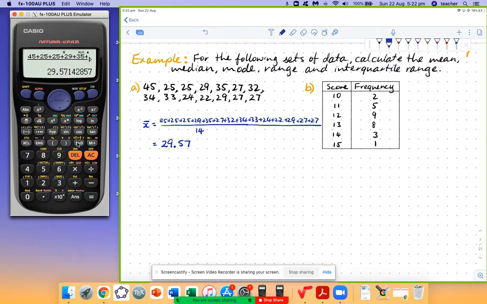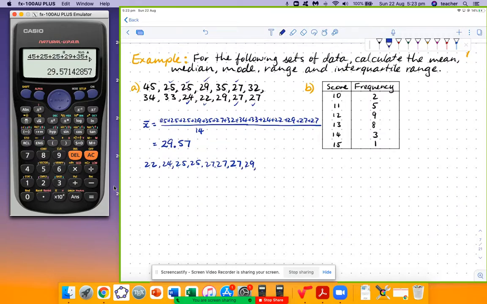Now, to work out the median, what we need to do is take all of these numbers and put them in order. So let's get at it. So 22. Then we've got a 25, 25. We've got 3 27s. Oh, we've got a 24. Let's put that in first. 24, 25, 25, 27, 27, 27. That's these ones. Then we're up to 29.